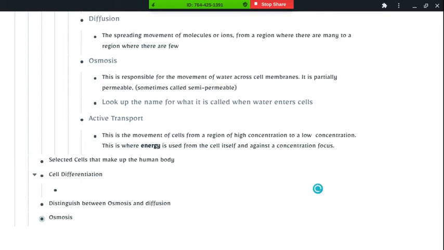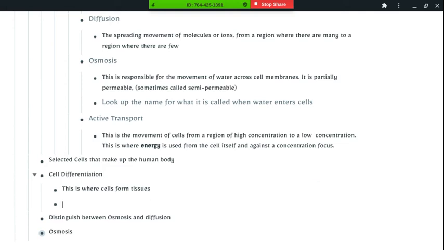So cell differentiation is where cells form tissues, not the tissue that you use. Tissues in your body. So what do you mean by the tissue we use? Not the tissue that you use, the tissue that's in your body. But let's understand, what is tissue?